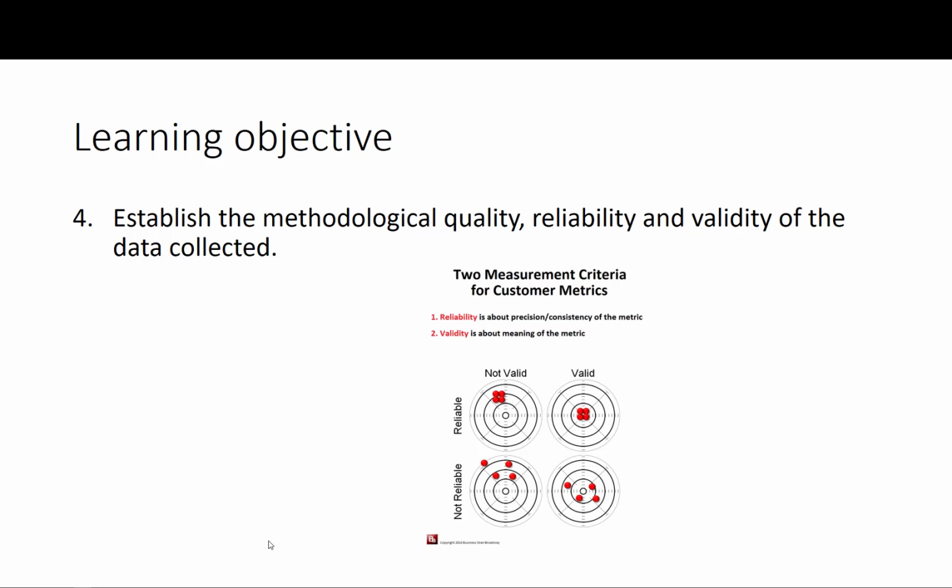So this week's lecture relates to Learning Objective 4. We need to establish the methodological quality, reliability, and validity of the data collected. In particular, we are looking at the validity and accuracy of the data, because it needs to go from the process of collecting the data to be inputted into a data set on which all analysis will then be based. So we need to get that data set as accurate and error-free as possible.